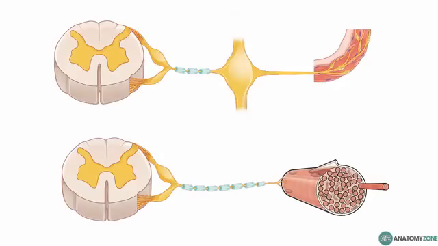Now the next point that I want to make about the autonomic nervous system is the difference in the efferent component in comparison to the somatic nervous system. So what we're looking at here in the bottom diagram is a representation of the somatic nervous system, and on the top we've got a representation of the autonomic nervous system.